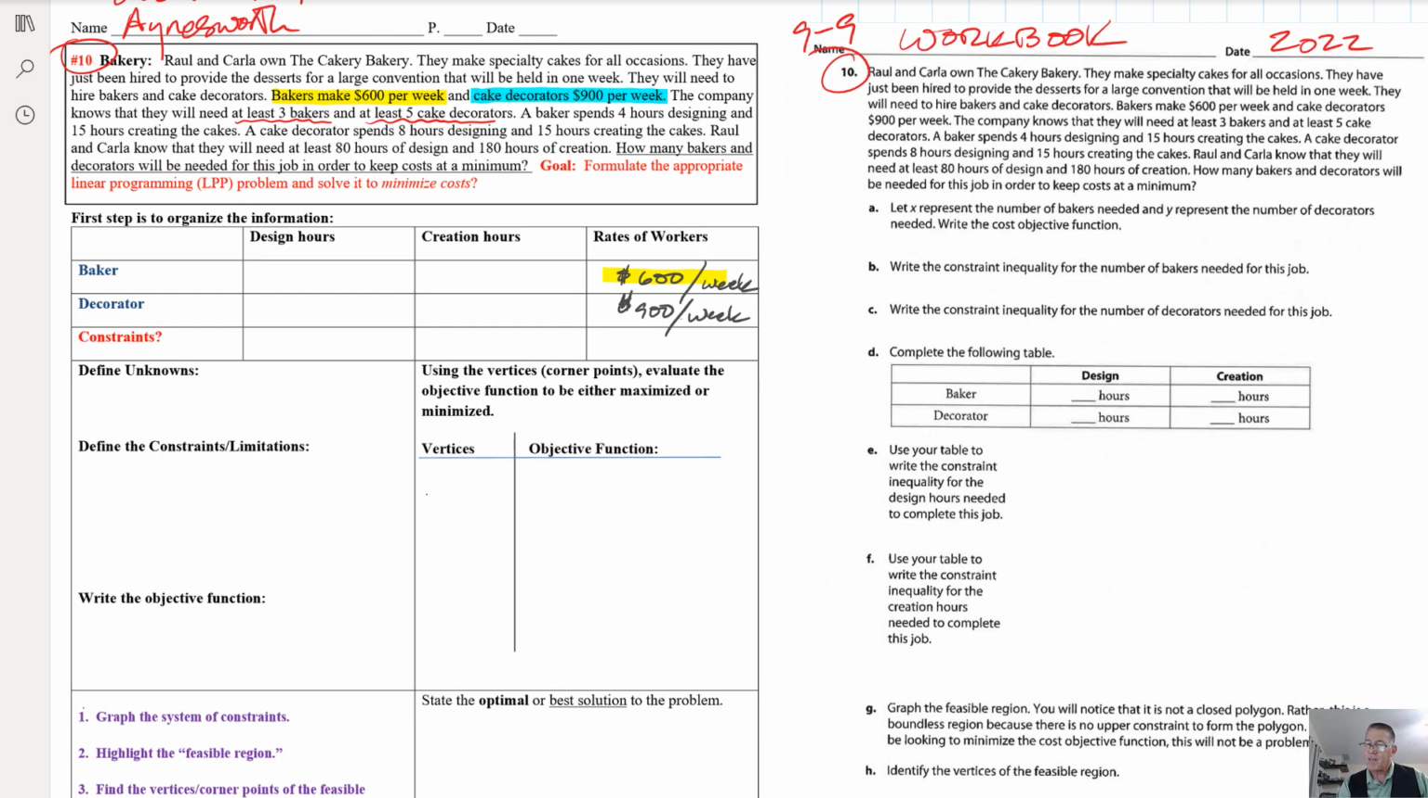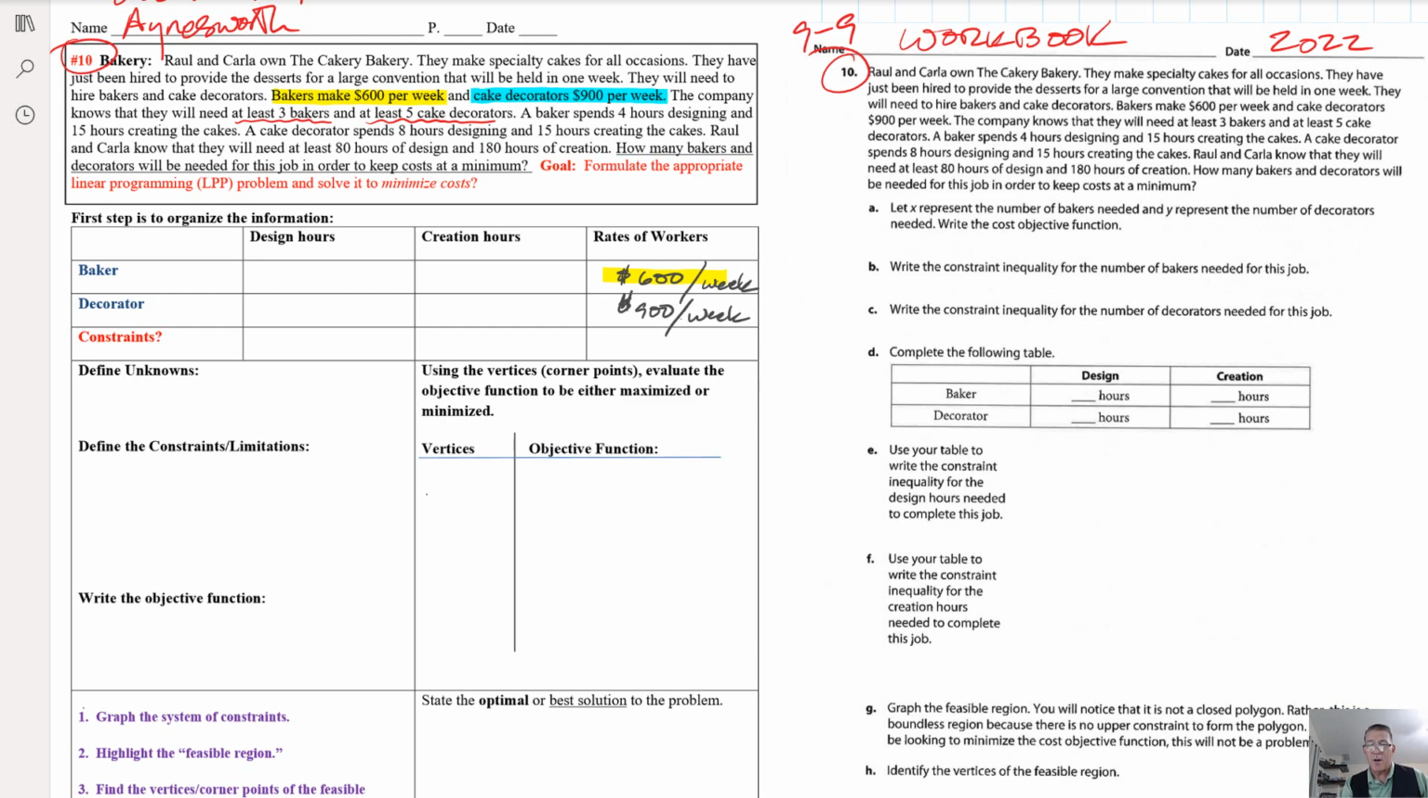It says, let X represent the number of bakers needed, Y represent the number of decorators needed. That makes sense, because if you read on in the problem, it says a baker spends 4 hours designing and 15 hours creating the cakes. A cake decorator spends 8 hours designing and 15 hours creating the cakes. Raul and Carla know that they will need at least 80 hours of design and 180 hours of creation. How many bakers and decorators will be needed for the job in order to keep costs at a minimum?